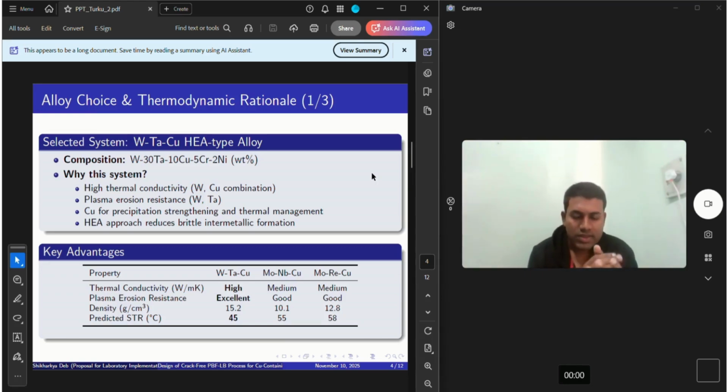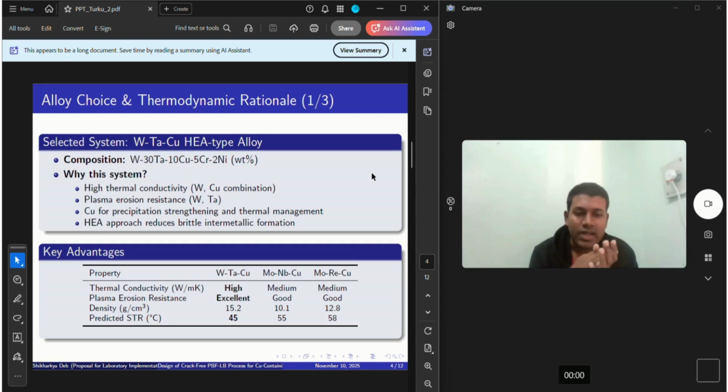The reason we are choosing tungsten is that it is the backbone of the alloy. Tungsten has the highest melting point of all metals, which is 3422 degrees centigrade, and excellent high temperature strength. Its thermal conductivity is around 173 watt per meter Kelvin, which is crucial for dissipating heat from plasma facing surfaces. However, pure tungsten is brittle and difficult to process. By alloying it, we can improve its processability while maintaining its beneficial properties.